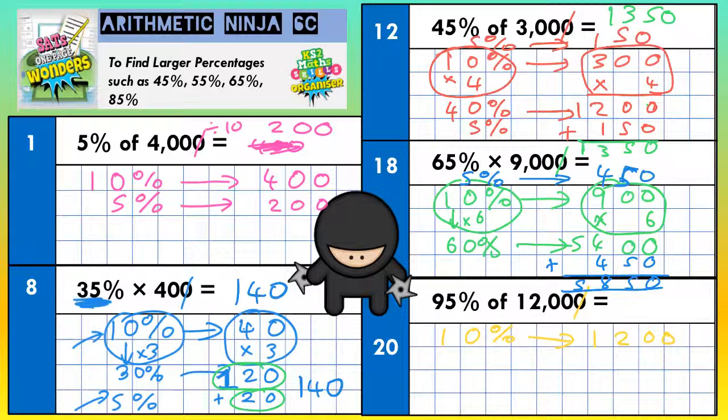Question 20. Again, we've already got our 10%. Let's build that back up. So let's times that by 9 and we will get 90%. So we need to times 1200 by 9. Find out what 90% actually is. 9 nothings are nothing. 9 nothings are nothing. 9 twos are 18. Put the 8 in, carry the 1. 9 ones are 9, plus the 1 is 10. So 90% is 10,800. But we need an extra 5%.